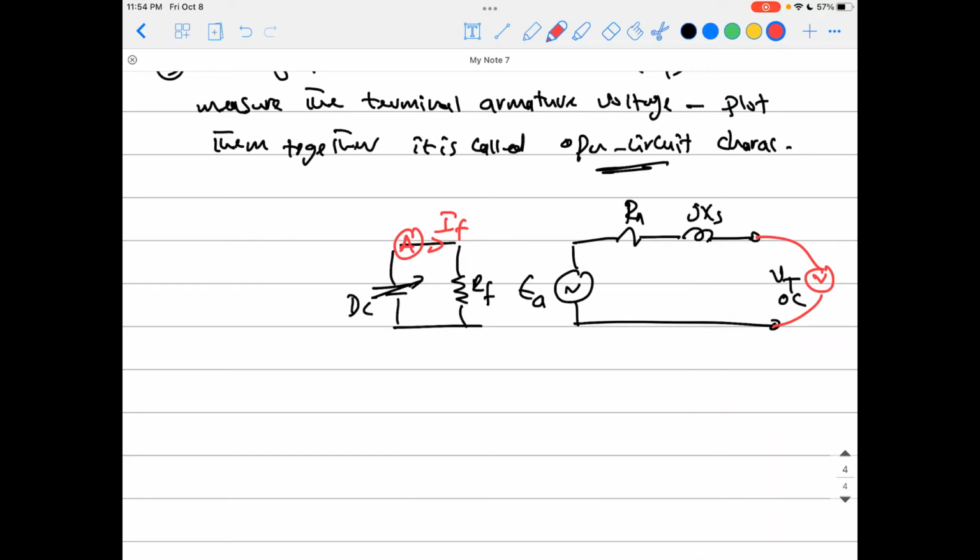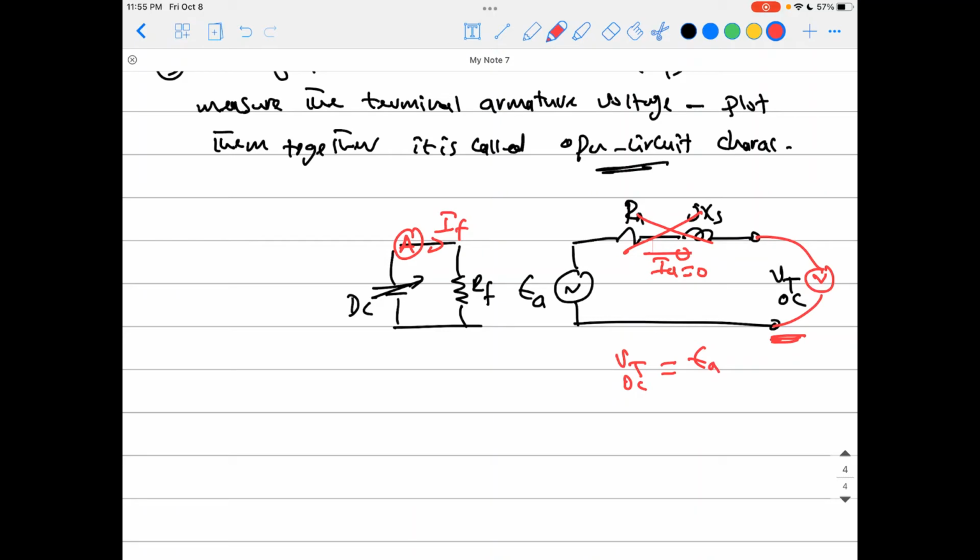Okay, guys? By keeping this open circuit here, that means there is no current moving through here, because that's an open circuit. So that means there is no voltage drop over RA or XS. So the terminal voltage you are measuring here, V terminal open circuit, will equal directly to EA.